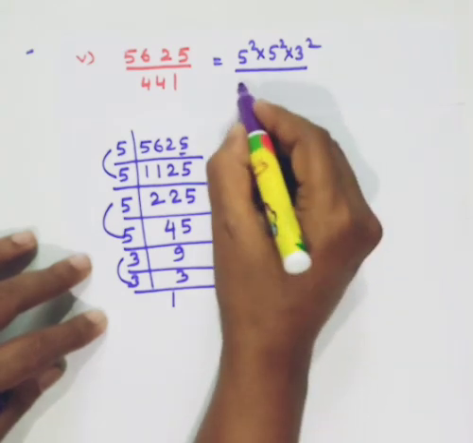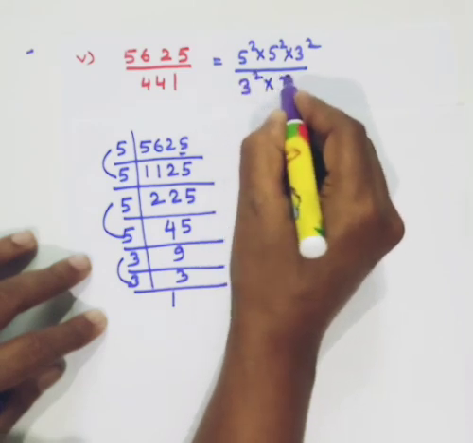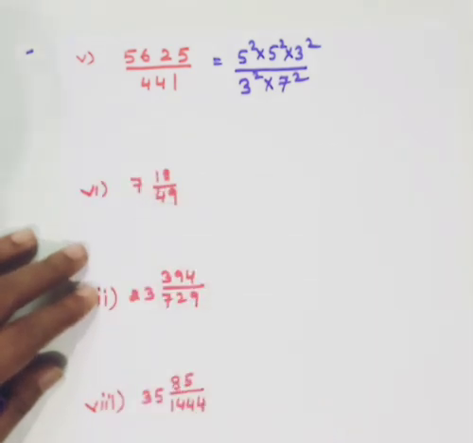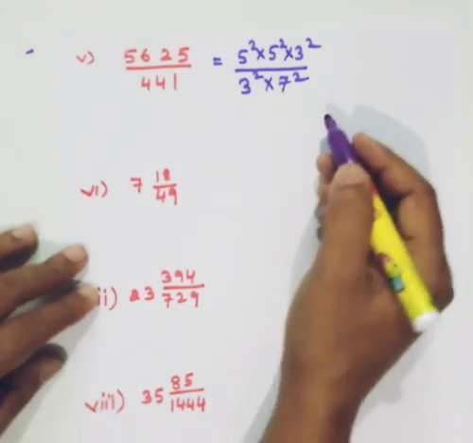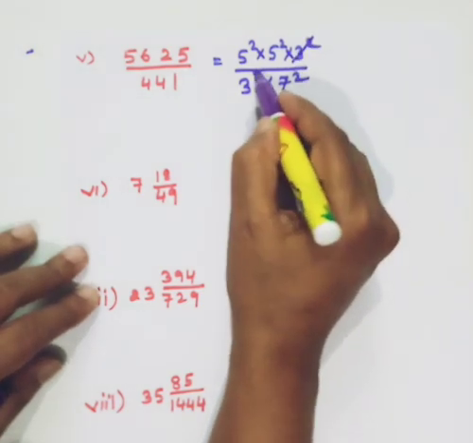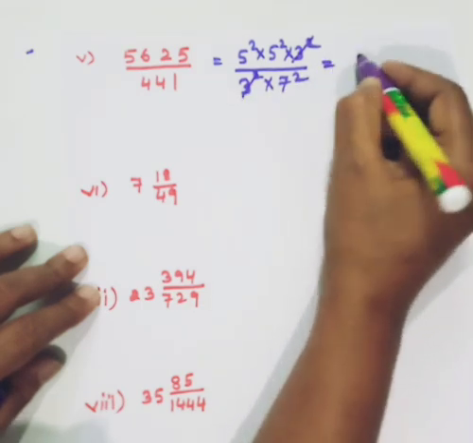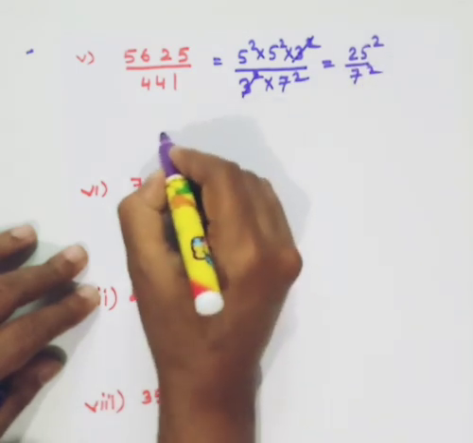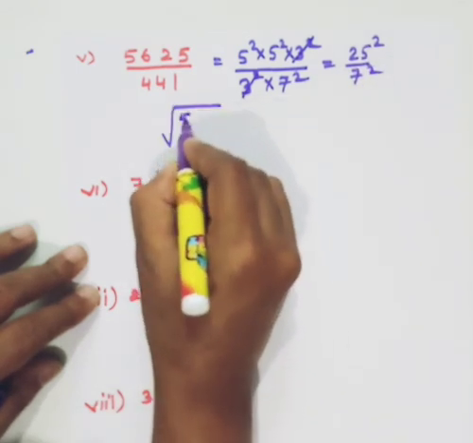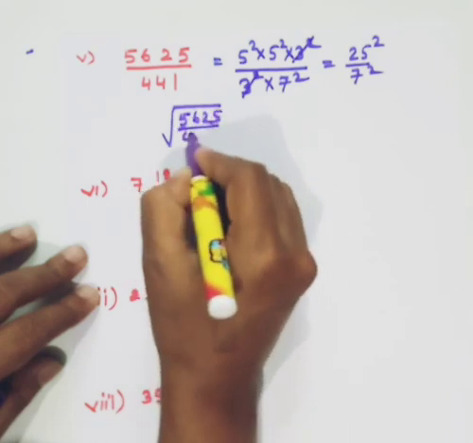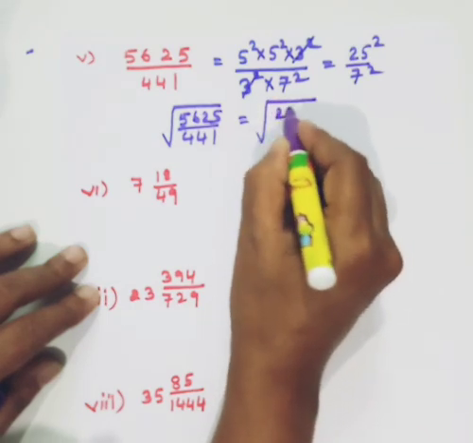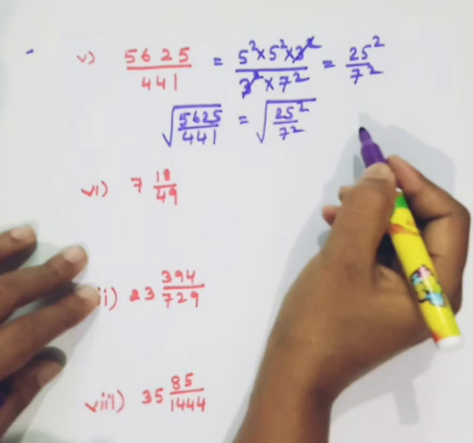This is 3 square into 7 square. So here you can see that 3 square is in the factors of numerator as well as in the denominator. You can cancel this 3 square and this 3 square. Okay. So here we have 25 square by 7 square. So root of 5625 by 441 is equal to root of 25 square by 7 square.